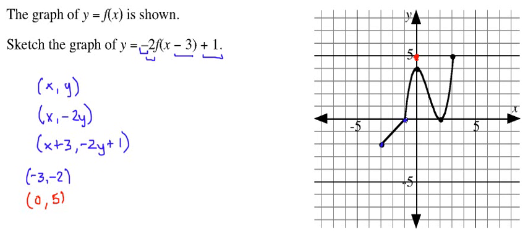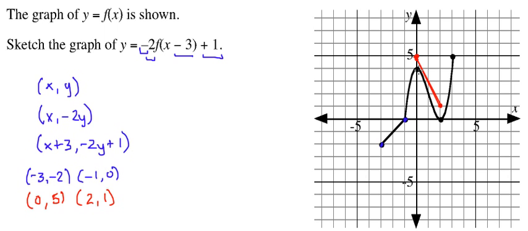Next point along the path is right here, (-1, 0). So if we take those coordinates, take the x-coordinate and add 3 to it. Take the y-coordinate, 0. Multiply it by -2, still 0. Add 1 to it, and we get 1. So the new point is (2, 1). There we are. Now these 2 points are connected by a straight line, so there we go.